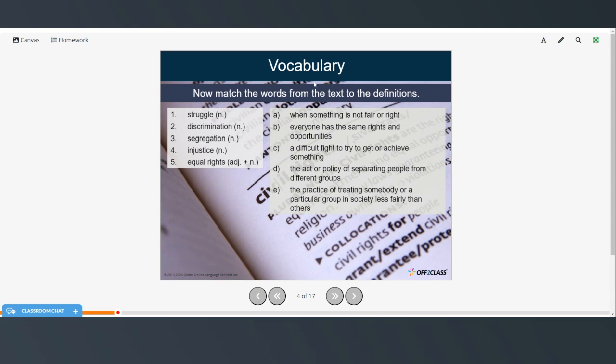All right, so we'll look at these vocabulary words. When something is not right or fair, that would be for injustice. Everyone has the same rights and opportunities. That would be number 5, equal rights. A difficult fight to try to get or achieve something. That would be number 1, struggle. The act or policy of separating people from different groups. That's number 3, segregation. And the practice of treating somebody or a particular group in society less fairly than others is discrimination.